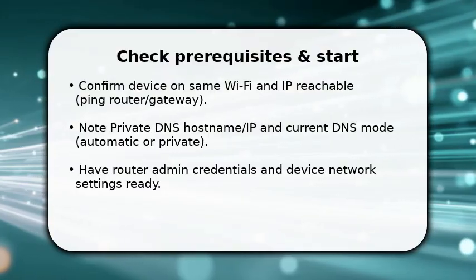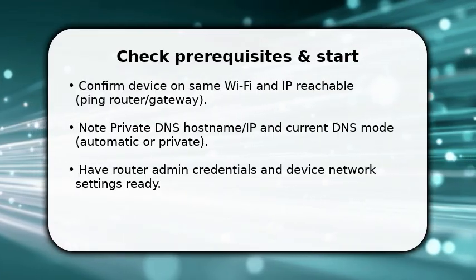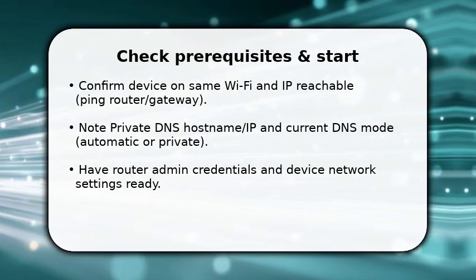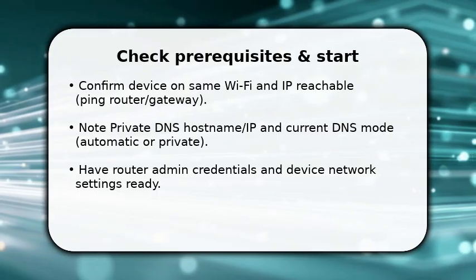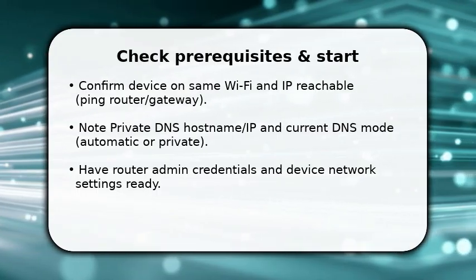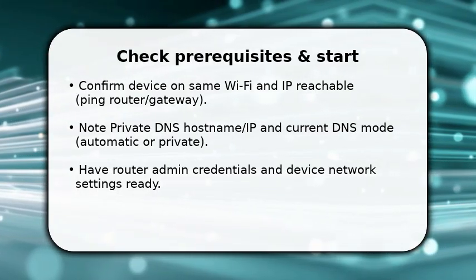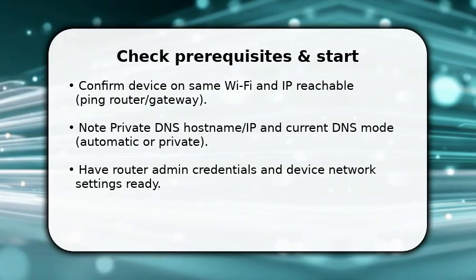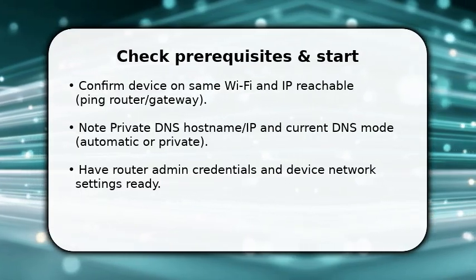You begin by validating prerequisites, so changes act on a known baseline. First, confirm your device is on the correct Wi-Fi and can ping the router. This proves basic connectivity. Next, note the private DNS name or IP and whether the device uses automatic or private DNS. You will toggle that. Also log into the router or DNS host credentials now. Once done, you'll be able to compare settings and avoid guessing during the fix.